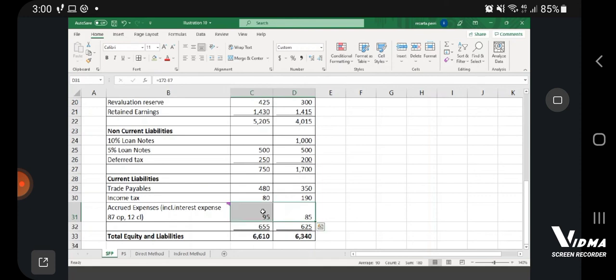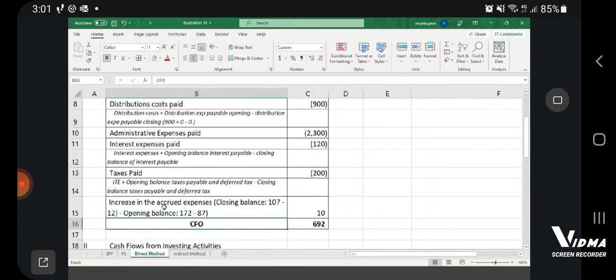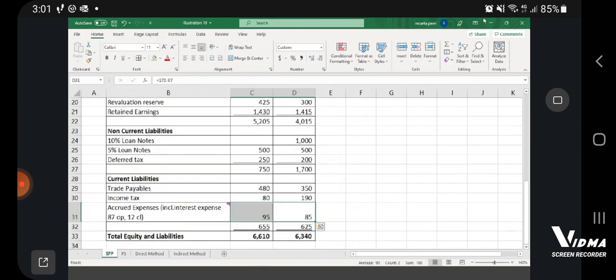That means that relating to this expenditure, and the expenditures are already included in cost of sales, we have not paid them in full. Actually, we have increased our liability. And the increase in liability means that I have not paid these expenses, which means more money in for the company. And this is why the increase in the accrued expenses, also explained with the difference between closing balance and opening balance, like 10 that we calculated over here, is included in the cash flows from operation.